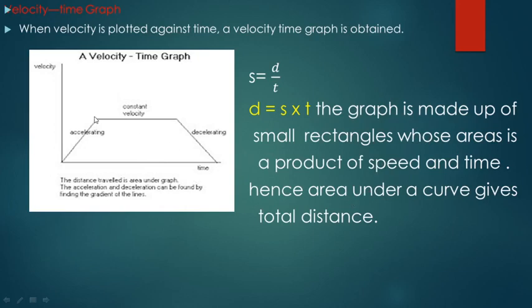Hence the area under the curve gives you the total distance. So if we wanted the total distance for this, we only find the area under this curve. You can divide this into 1, 2, 3 figures, a triangle, a rectangle, a triangle. Or you can have it as 1, which is a trapezium. Find the area of the trapezium, or find the area of this triangle, plus the area of this rectangle, plus the area of this, to give you total distance.